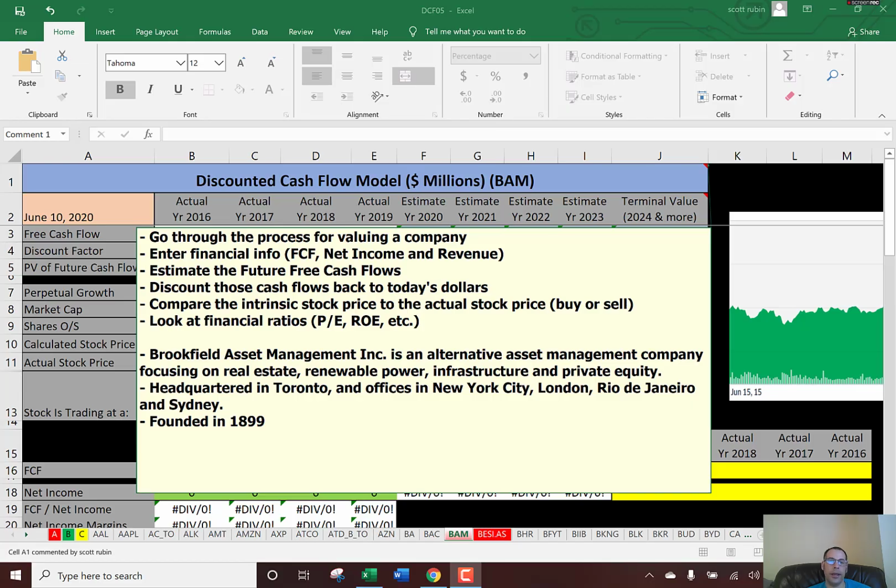So we're going to look at Brookfield Asset Management. And what we're going to do in this video is go through the process for valuing a company. We're going to enter their financial information into the model. Then we're going to calculate the future free cash flows of that company, discount the cash flows back to today's dollars. And then we'll have an intrinsic stock price and compare it to the actual stock price to see if it's a buy or a sell. And then at the end, we're going to look at the financial ratios and compare those to its competitors.